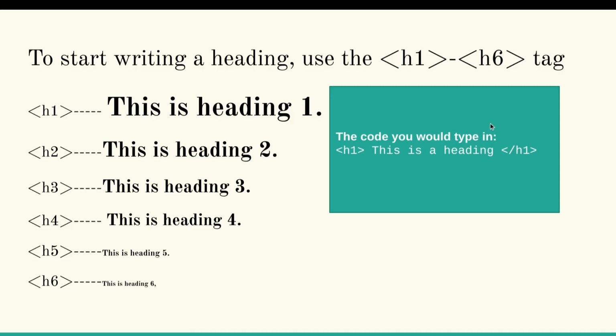To start writing a heading, you have to use the heading 1 to heading 6 tag. Heading 1 is the biggest tag and heading 6 is the smallest tag; from heading 2 to heading 5, the sizes change from small to medium or medium to high. So the code you would type is a heading 1 opening tag, or a heading 2 or heading 3 based on what you want, and you would also add a closing tag. For this example it was a heading 1 opening tag, so it will be a heading 1 closing tag.